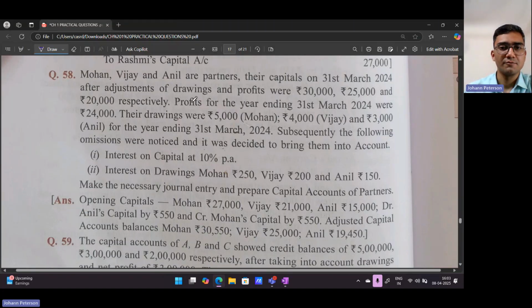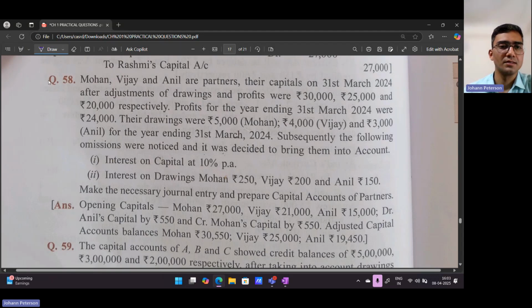So, let's look at question 58. It says Mohan, Vijay, and Anil are partners. Their capitals on 31st March 24, after adjustments of drawings and profits, were 30,000, 25,000, and 20,000 respectively. Profits for the year ending 31st March 24 were 24,000. Their drawings were 5,000 for Mohan, 4,000 for Vijay, 3,000 for Anil for the year ending 31st March.